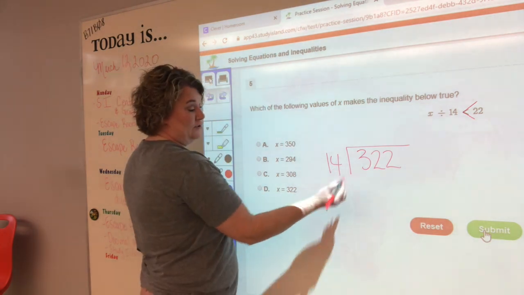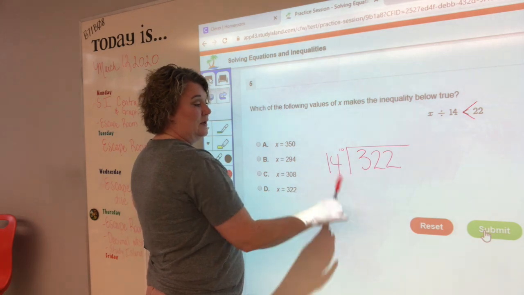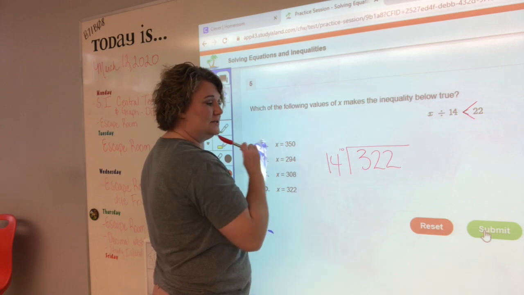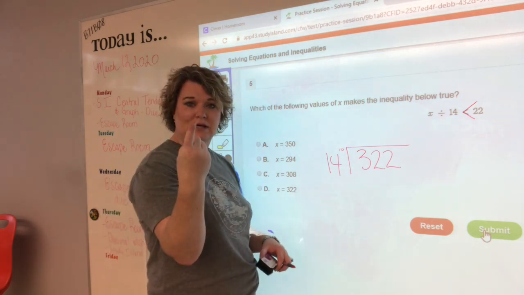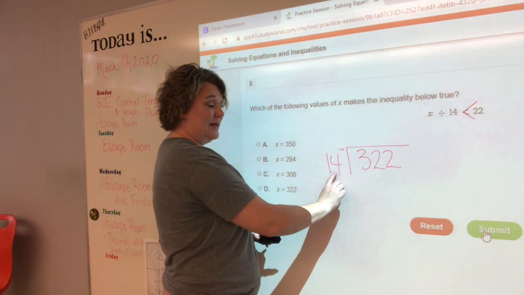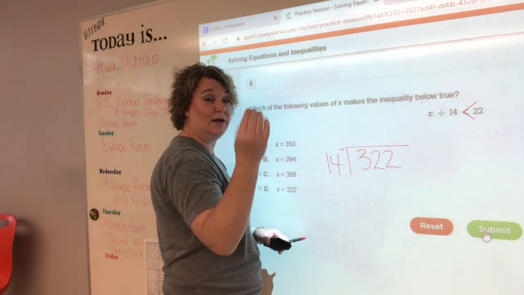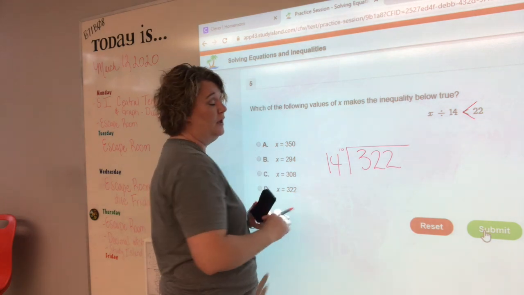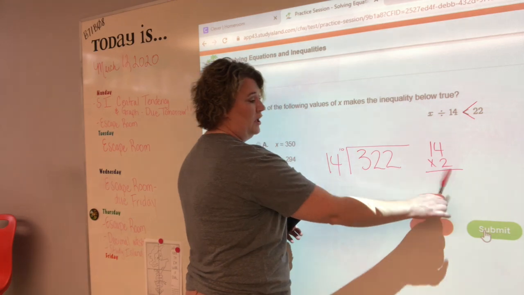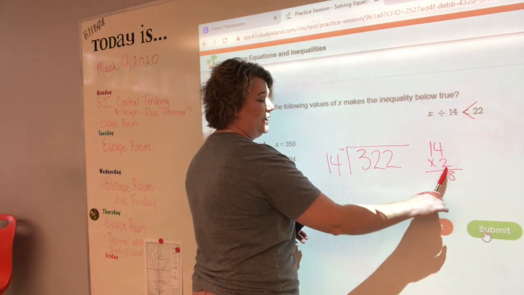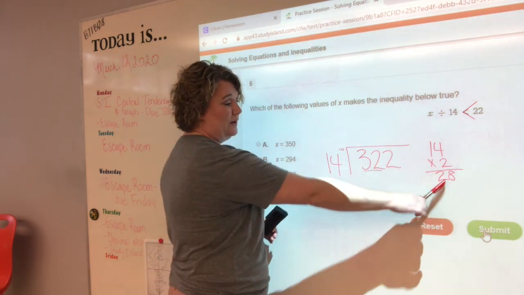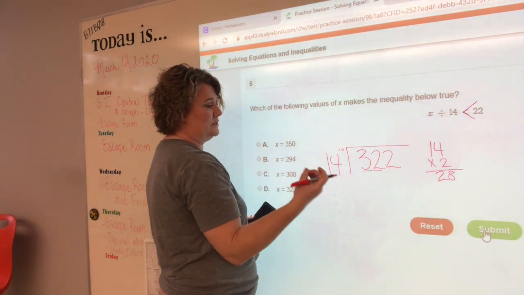So I don't really know my 14s, but I know my 10s. So could 10 dive into 3? No. Could 10 dive into 32? Yes. Well, let's think about that. 10, 20, 30, that's pretty close. But don't forget, that's actually bigger than 14. So instead of 3, I think we should back off and do 2. So come over to the side and do 14 times 2. 2 times 4 is 8, and 2 times 1 is 2. I needed 32, I got 28. I think that's as close as we can get.